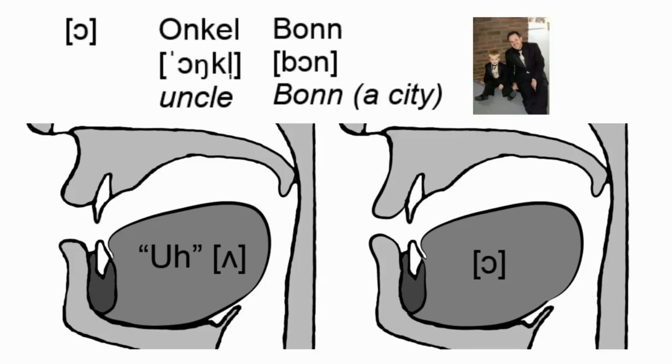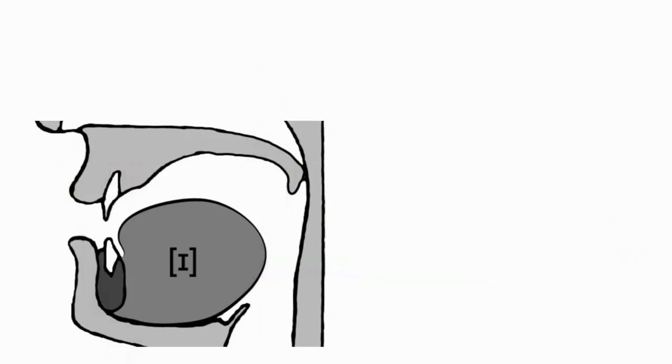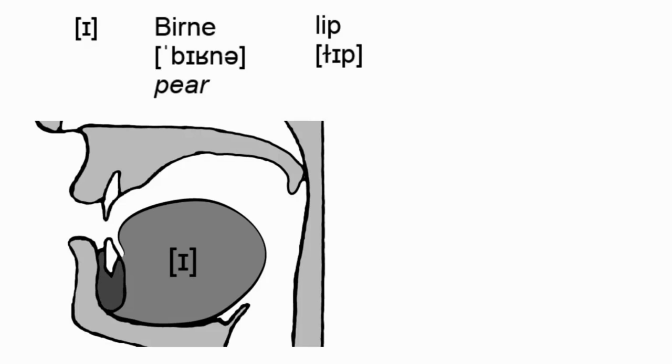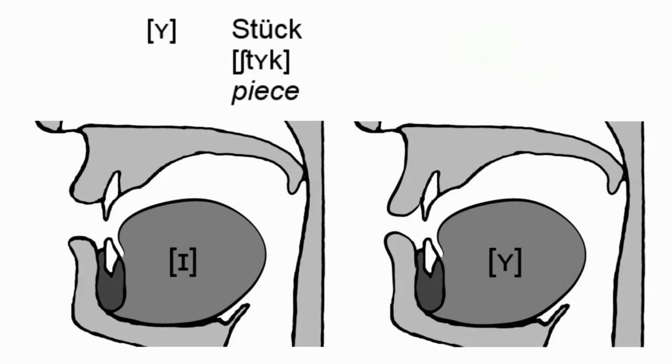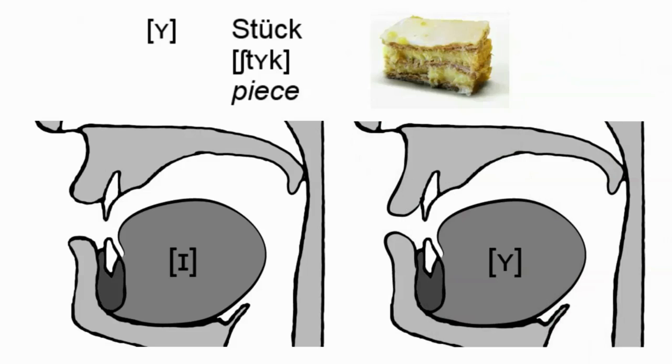We can also start with the vowel I, as in German's Birne, or English's lip. Your tongue is a bit lower and a bit further back than it was with the earlier I, and then you round your lips. Stück, Stick, Gericht, Gerücht.